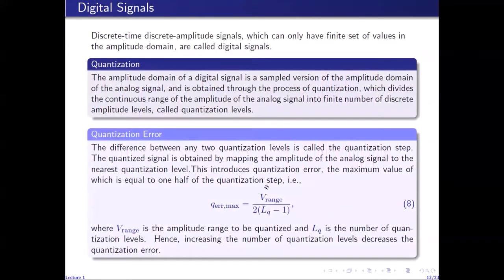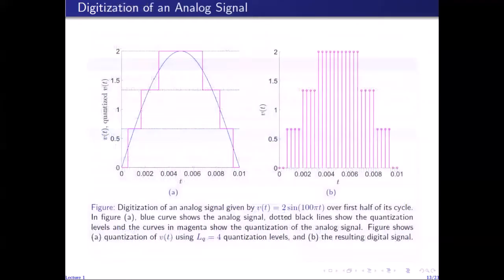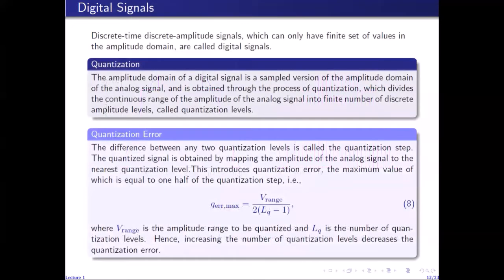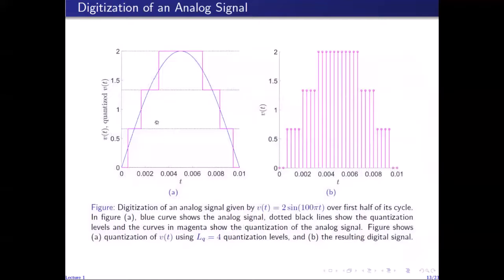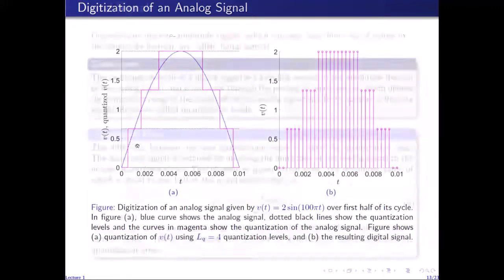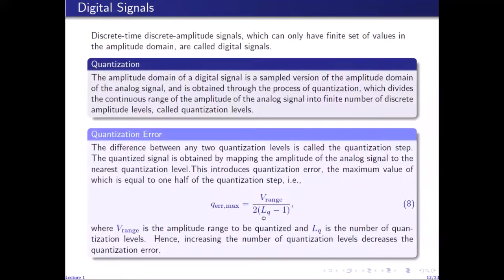So the maximum quantization error is given by 1/2 of the quantization step, where V range over LQ minus 1 is the quantization step. LQ is the number of levels. So for LQ number of levels, we have LQ minus 1 quantization steps. The length of each quantization step is then given by dividing the range of the amplitude by the number of quantization steps. That is what I've done. This is the length of the quantization step, and then I divided by 2, which gives me the maximum quantization error.